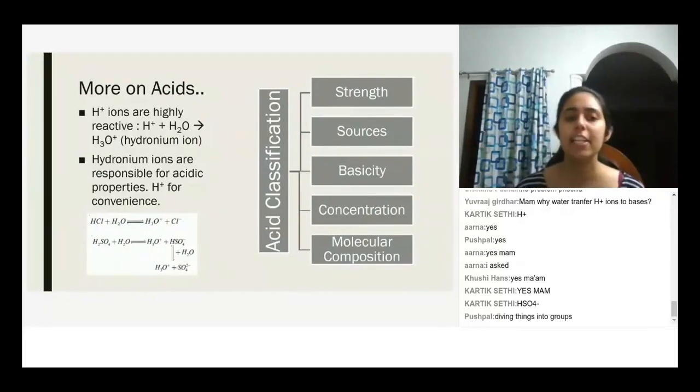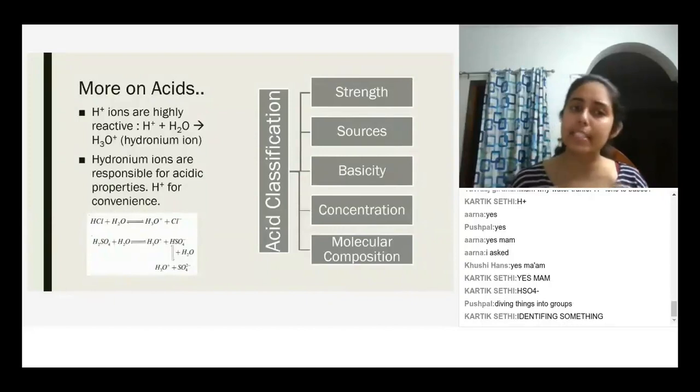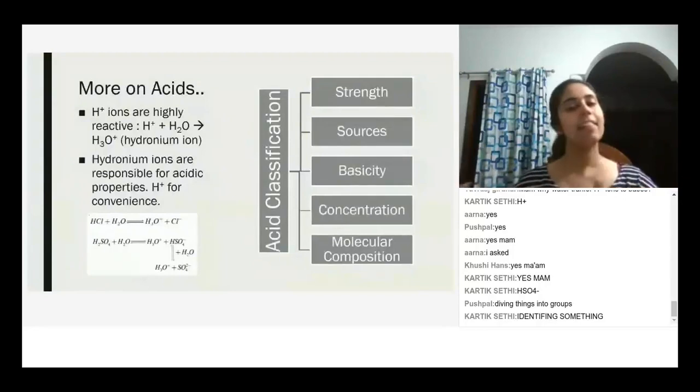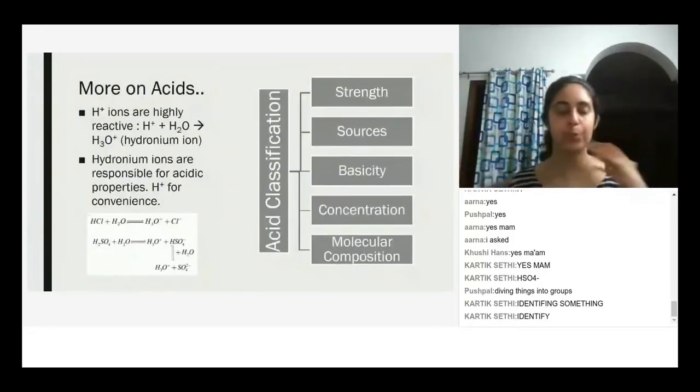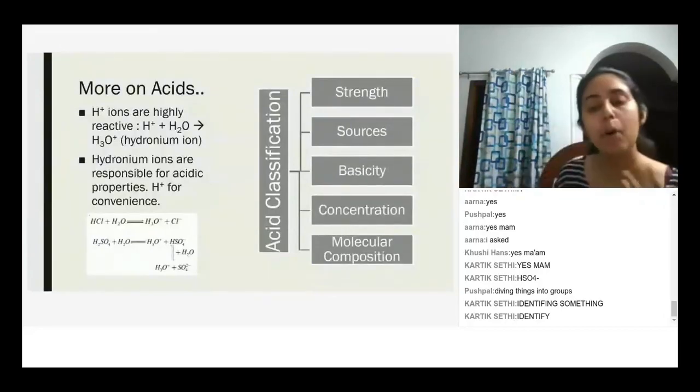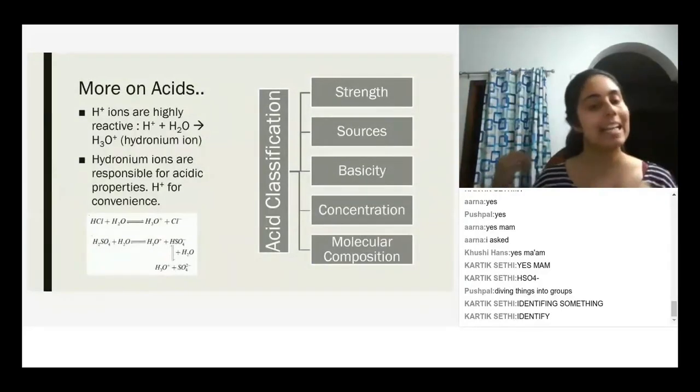Okay, so classification is basically dividing things into similar groups, finding out what is the similarity between a particular set of things, and then based on that similarity, you put those things into groups. Why is that important? It is important because it helps us identify different character traits.